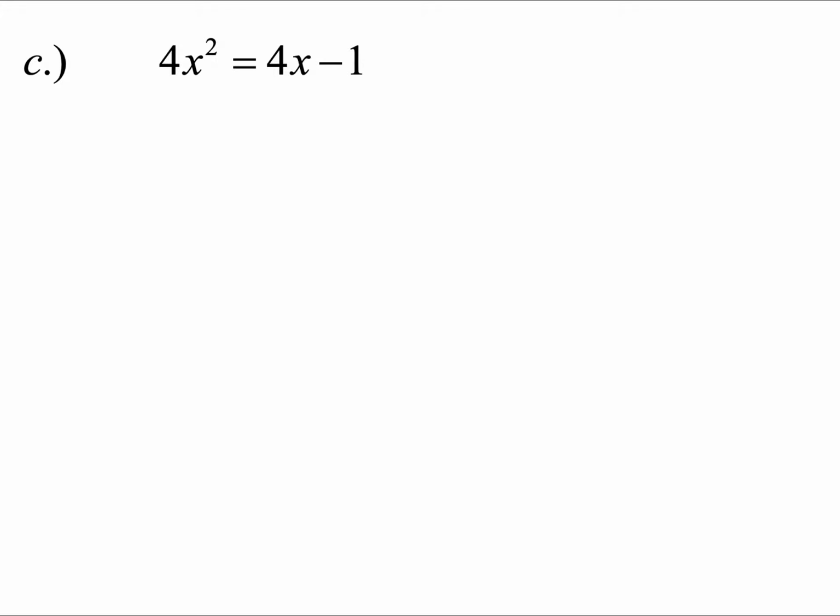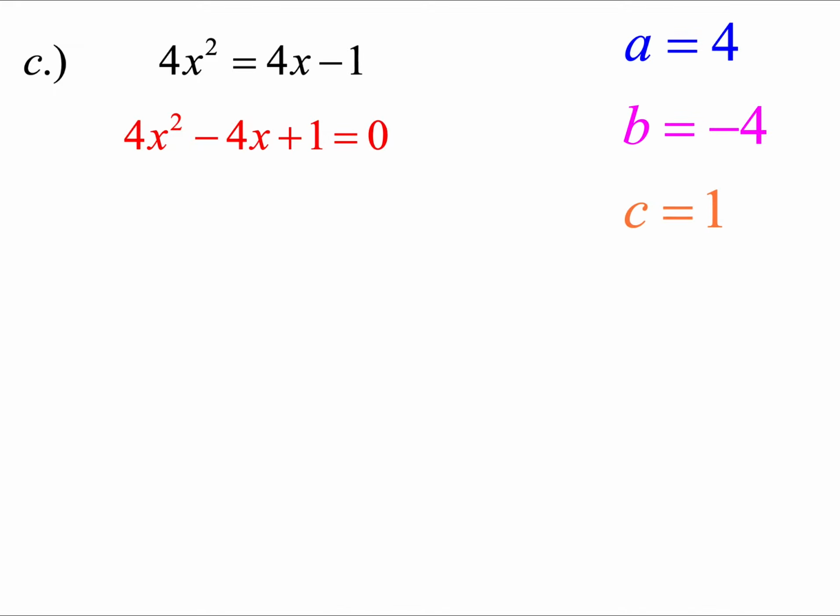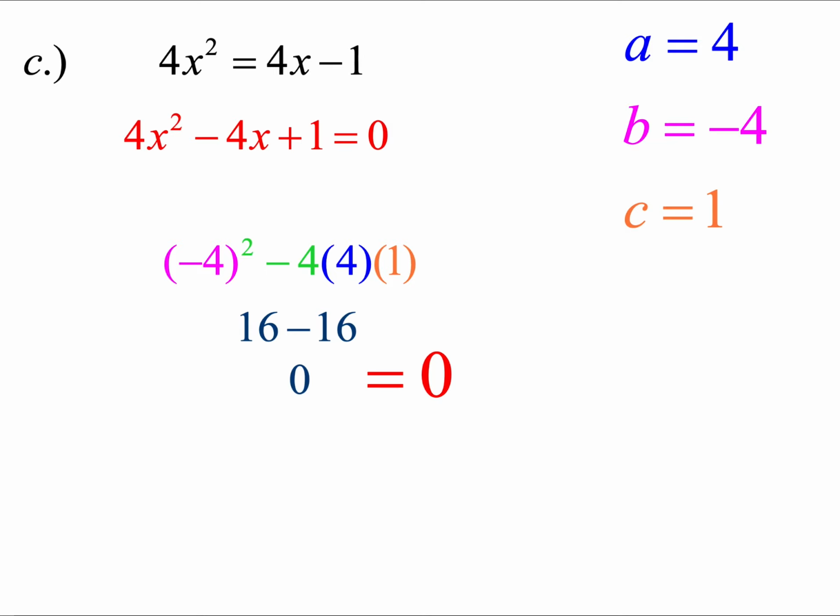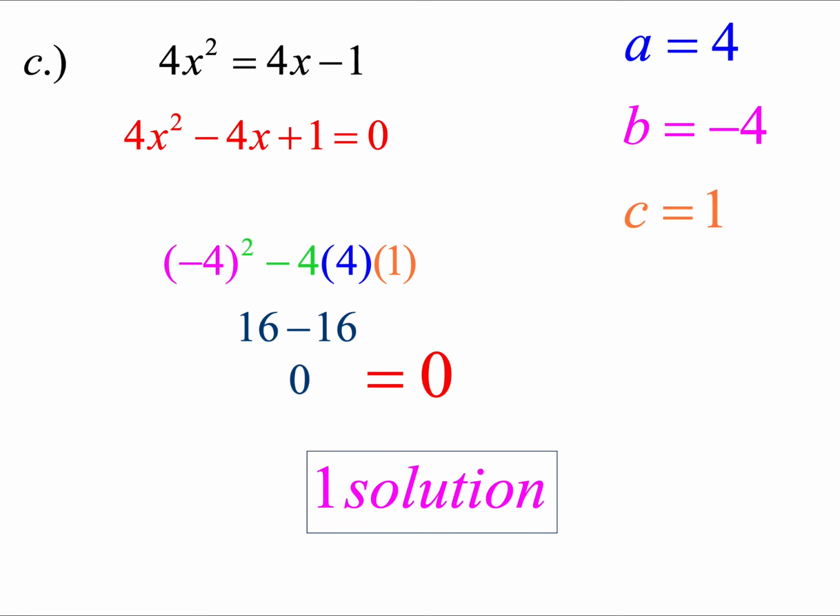C. 4x squared equals 4x minus 1. Rearrange to get 4x squared minus 4x plus 1 equals 0. So a is equal to 4, b is equal to minus 4, c is equal to 1. Put into the equation b squared minus 4ac to get minus 4 squared minus 4 times 4 times 1, which is equal to 16 minus 16, which equals 0. Therefore, there is 1 solution.